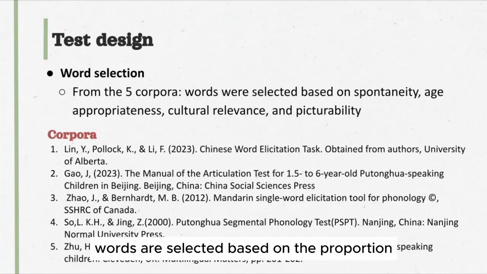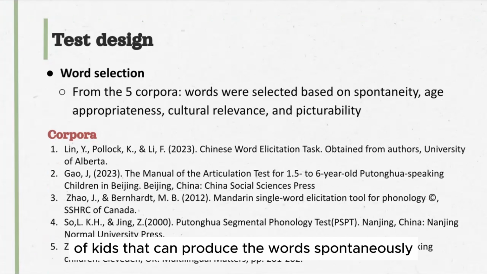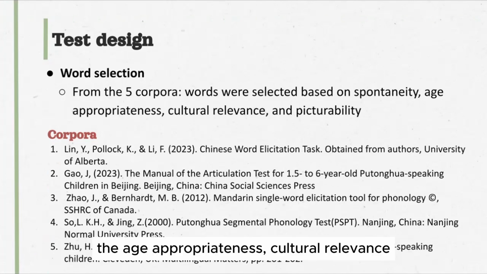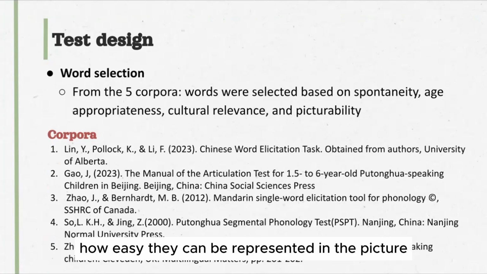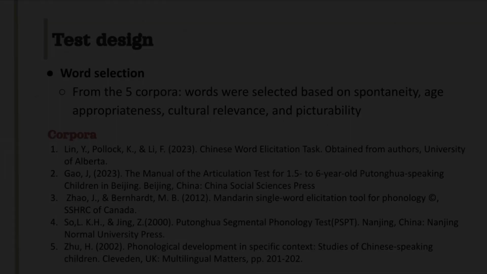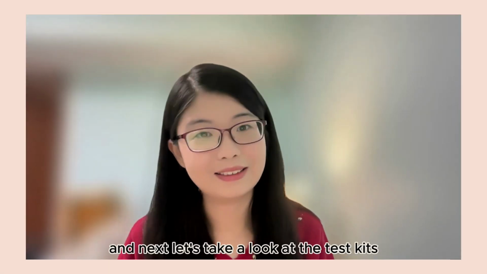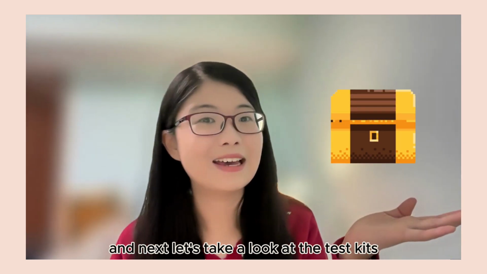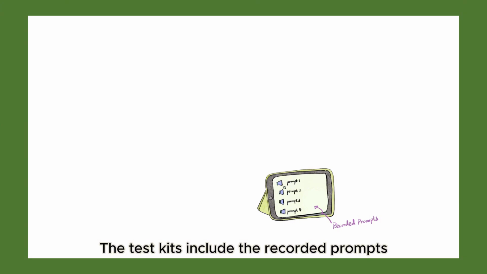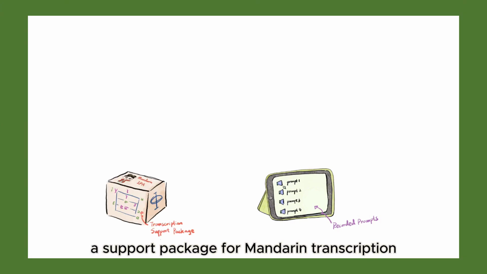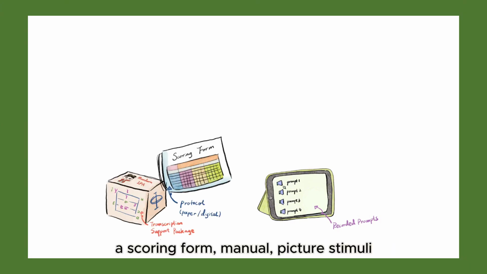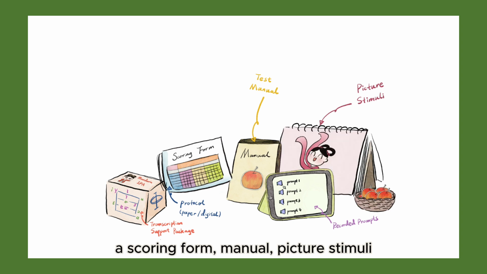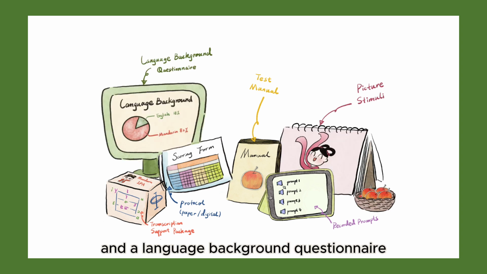Words are selected based on the proportion of kids that can produce the word spontaneously, the age appropriateness, cultural relevance, and also how easily they can be represented in the picture. So that's all about the word list, and next let's take a look at the task kits and see what's in it. The task kit includes the recorded prompts, a support package for Mandarin transcription, a scoring form, manual, picture stimuli, and the language background questionnaire.